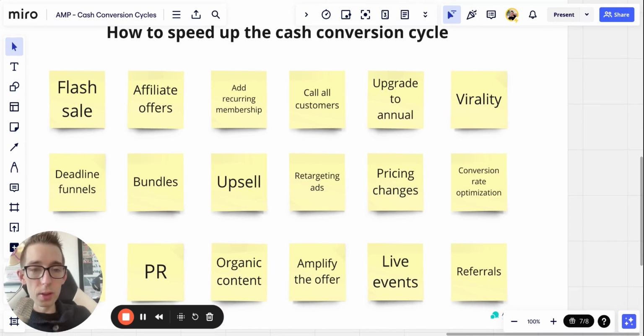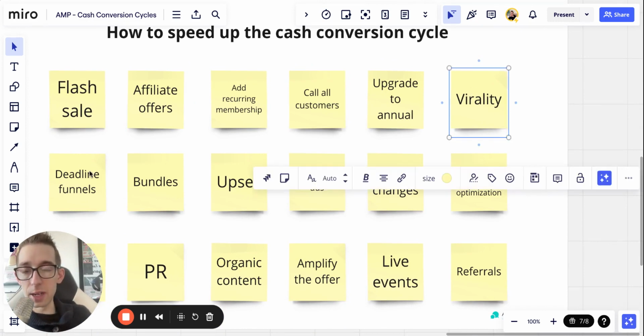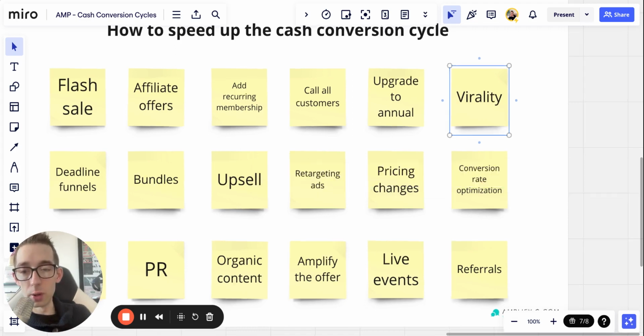So the virality can be really helpful to speed up the cash conversion cycle because what it's doing is also increasing the overall return on investment on day one, because you're putting $1 in and someone else is also putting that dollar to work for you as well. So really, it's like you're spending $2, but you're only having to put in 1.